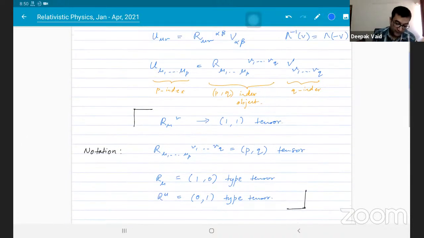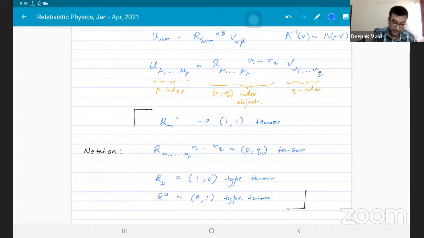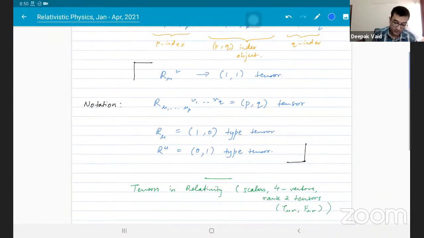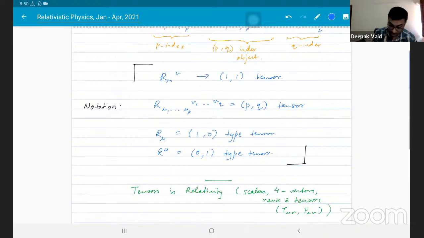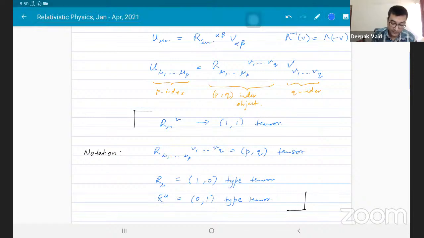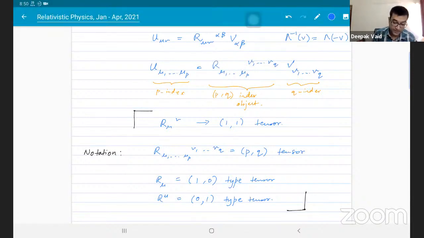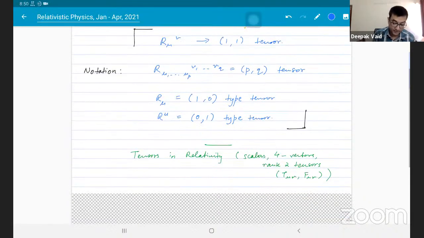Okay, so whenever you have an arbitrary relation like this, with matrix valued components, such objects are called, for instance, p-type tensors, q-type tensors, and this is called a PQ tensor. P is the number of lower covariant indices, Q is the number of contravariant indices.